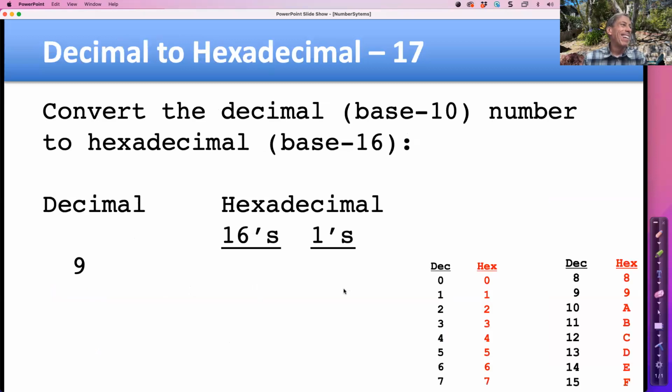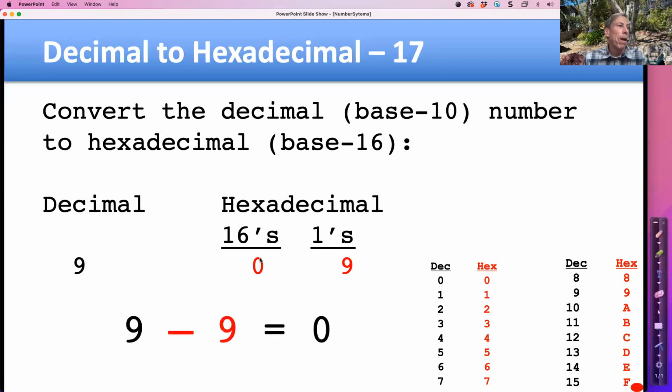All right, let's take a look at this one. Let's go from decimal now to hexadecimal. Okay, what if I have decimal 9? Let's say I owe you $9. Can I give you any $16 bills? I'm not going to give you any $16 bills. I'm going to owe you $9. I can give you how many $1 bills? So I'm going to give you 0 sixteens and I'll give you 9 $1 bills.